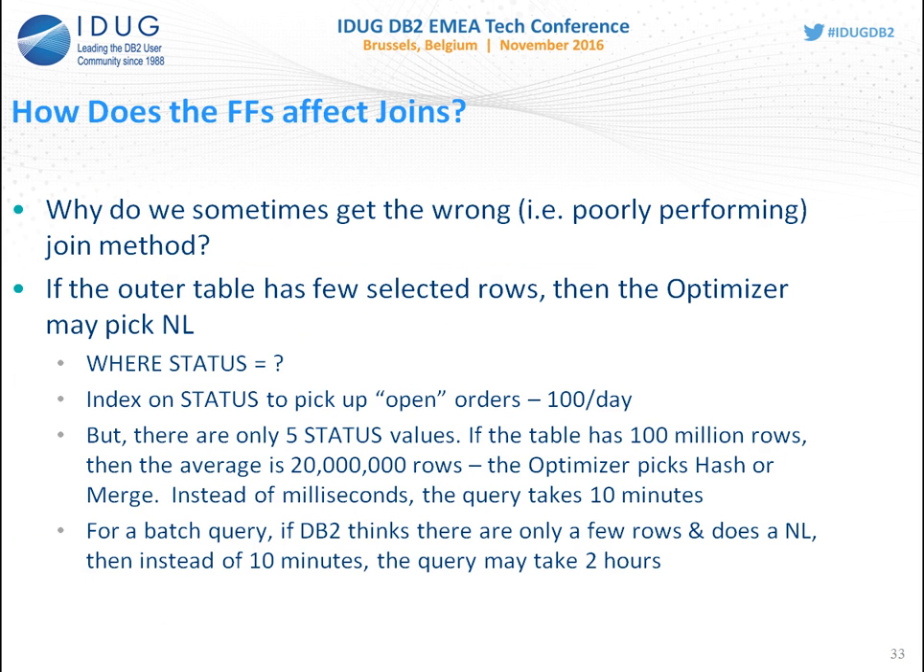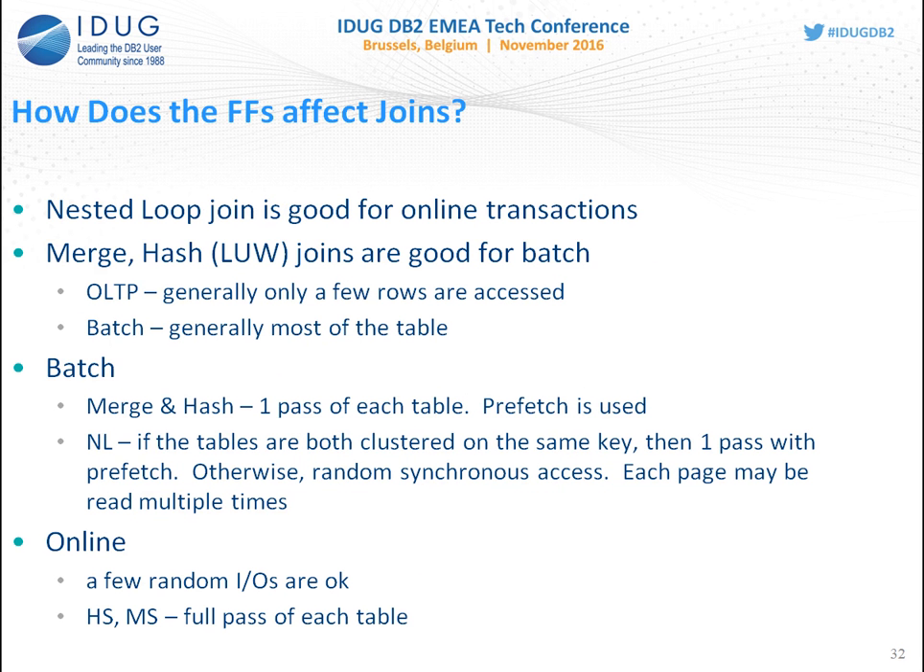For an online transaction, it may be doing those random I/Os, but again, a few random I/Os are fine. But if you did a hash join or a merge scan, you're going to be processing full passes of each table.